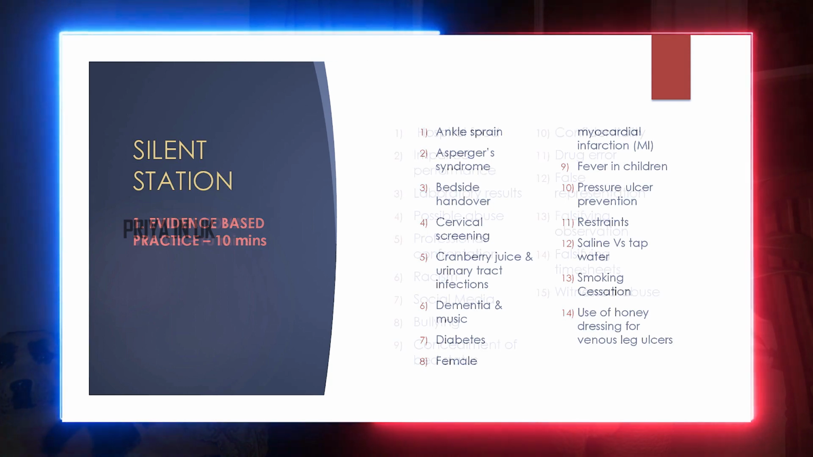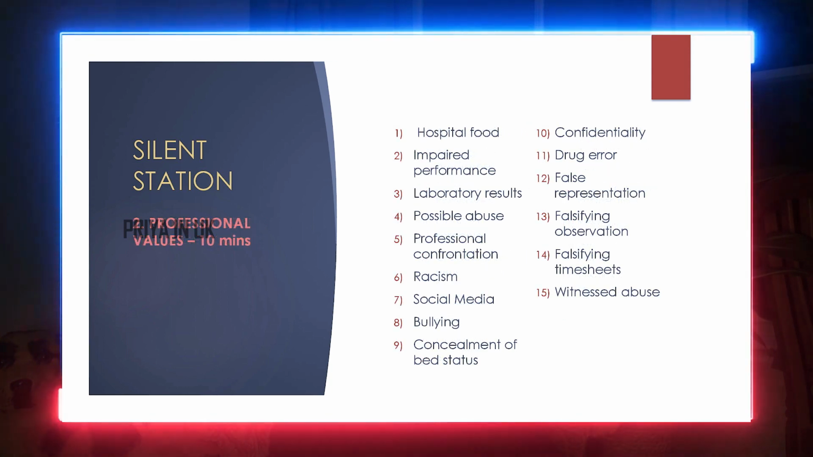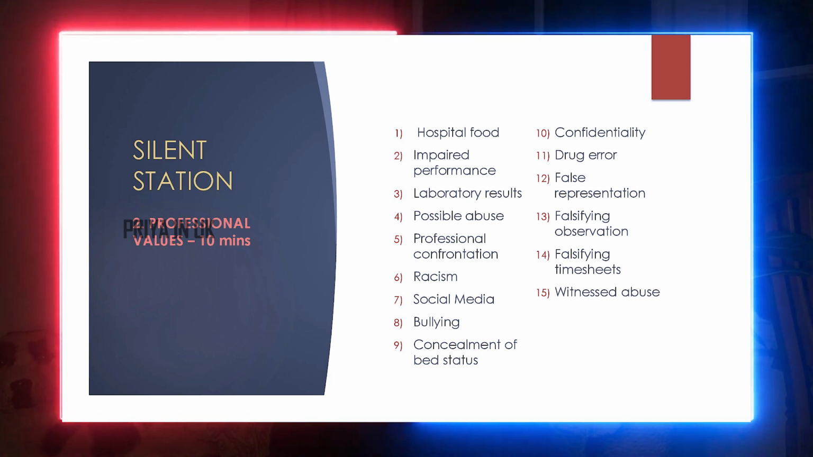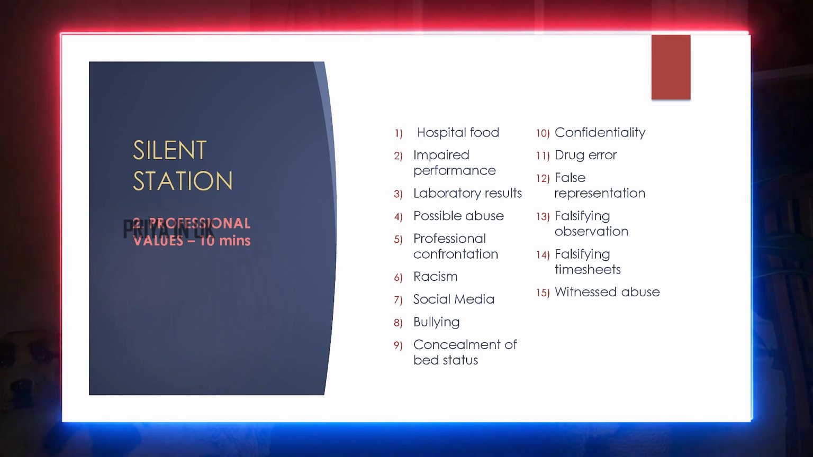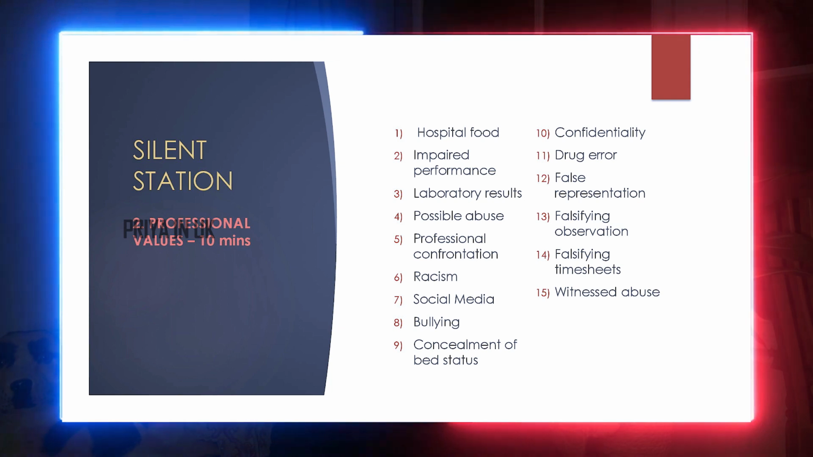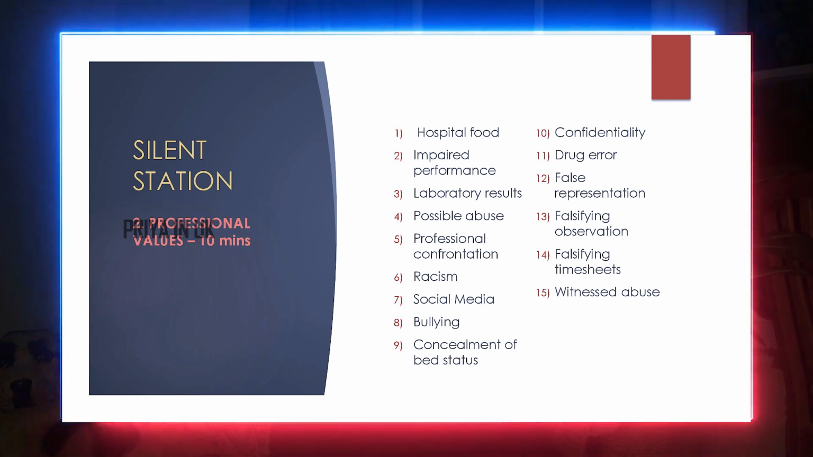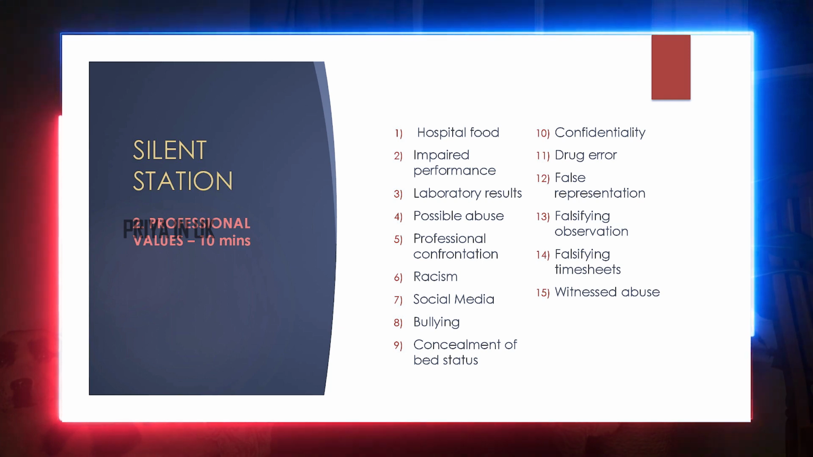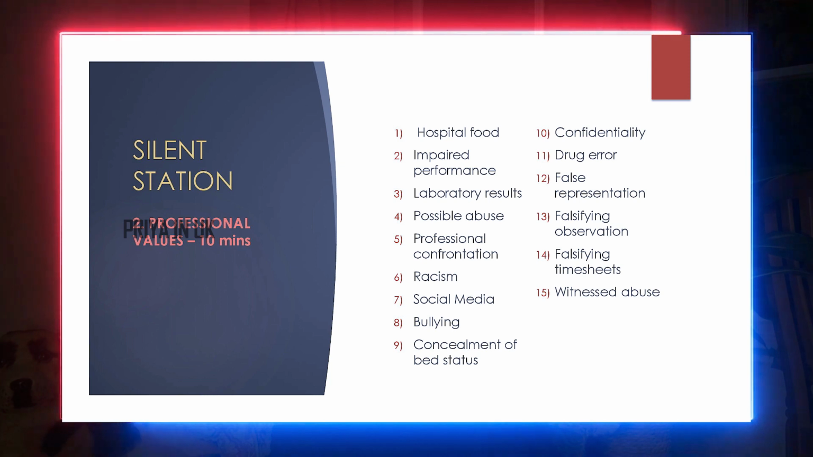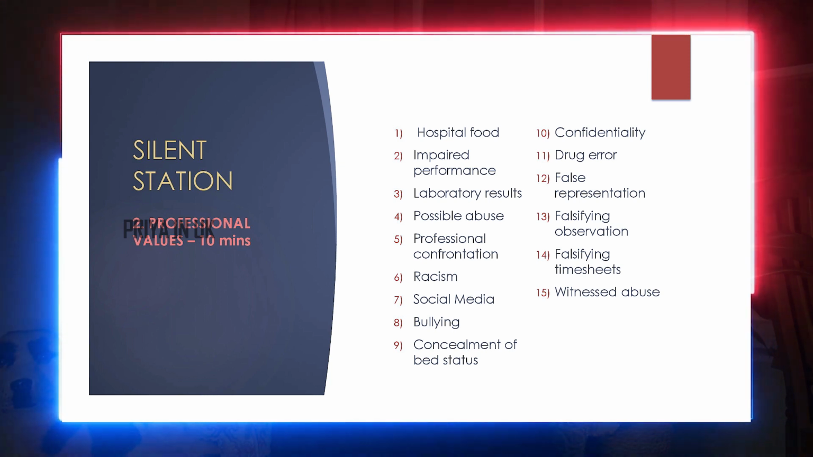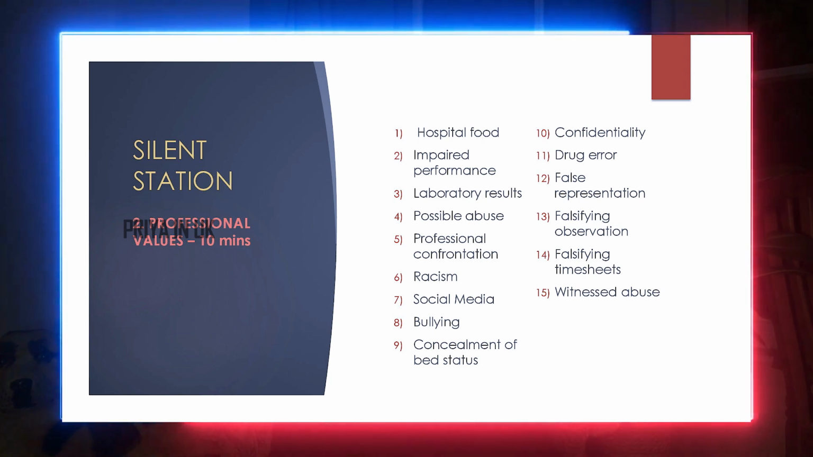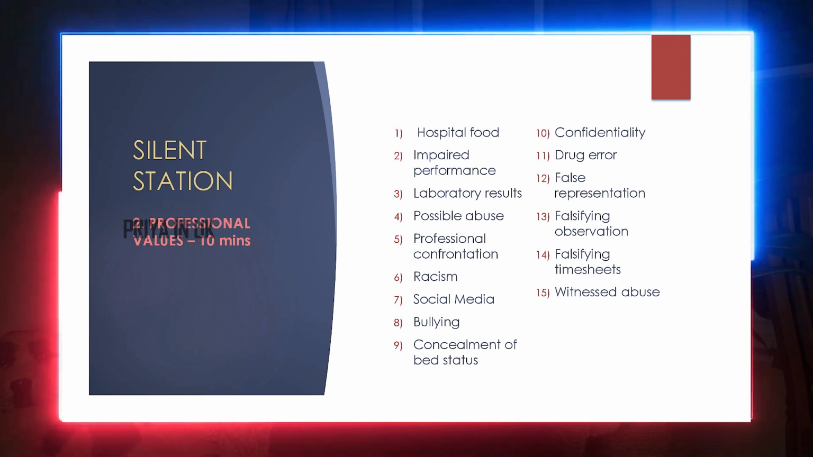And moving on to professional values, out of 15, you will get one in your examination. So, they are hospital food, impaired performance, laboratory results, possible abuse, professional confrontation, racism, social media, bullying, concealment of bed status, confidentiality, drug error, false representation, falsifying observation, falsifying time sheets, and witnessed abuse. So, out of these 15, you will get one in your examination.